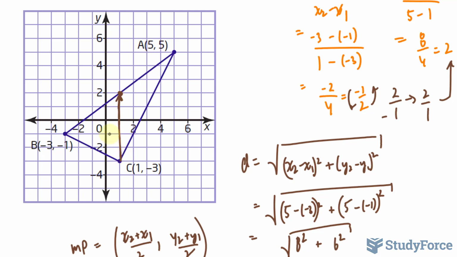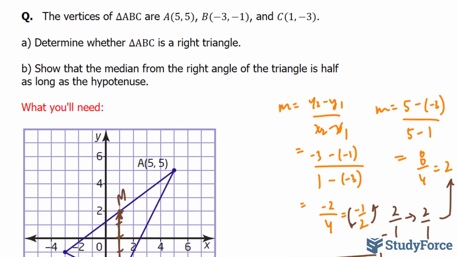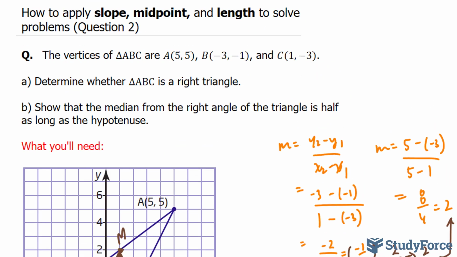I need to find out now the length of C to this point M. I can easily do that by counting the blocks. I have 1 unit, 2 units, 3, 4, 5. 5 is half of 10. And that proves part B, where we are expected to show that the median is half as long as the hypotenuse. And there you have it. That is how to apply slope, midpoint, and length to solve problems.